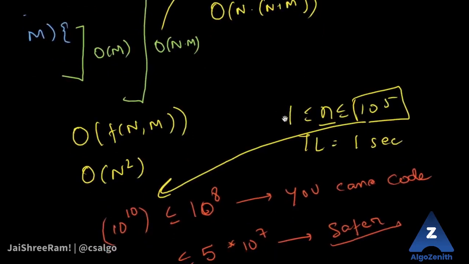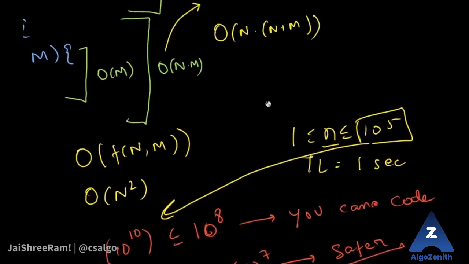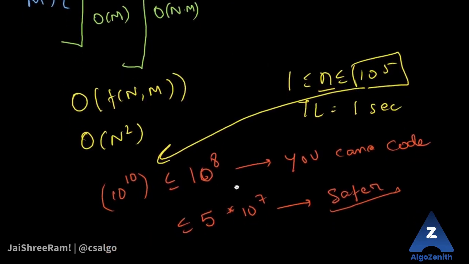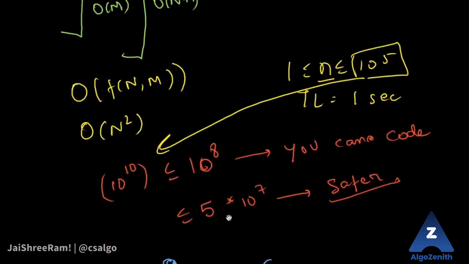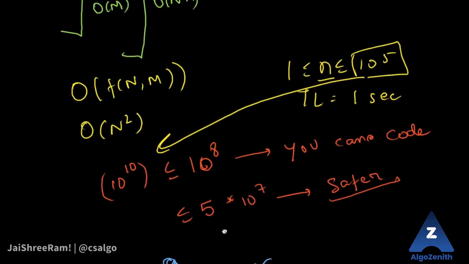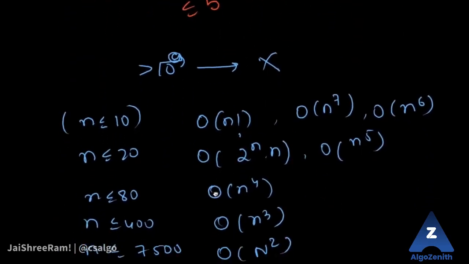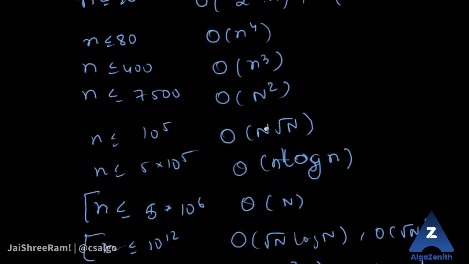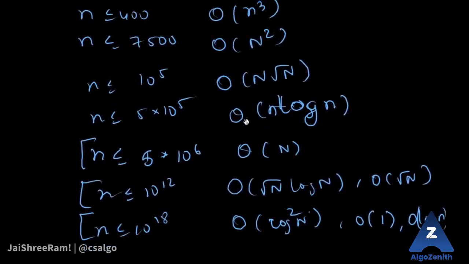Put them into the expression, find out the number of instructions or the value that's coming out of this order notation polynomial, and if that's less than or equal to 10 to the power 8, you're good to go. It's even better if it's less than 10 to the power 7 into 5. Okay, and these are some standard order notation complexities for some algorithms. So if this is the constraint, these kinds of algorithms which follow these order notations will pass the time limit there. So these are all about the order notation.